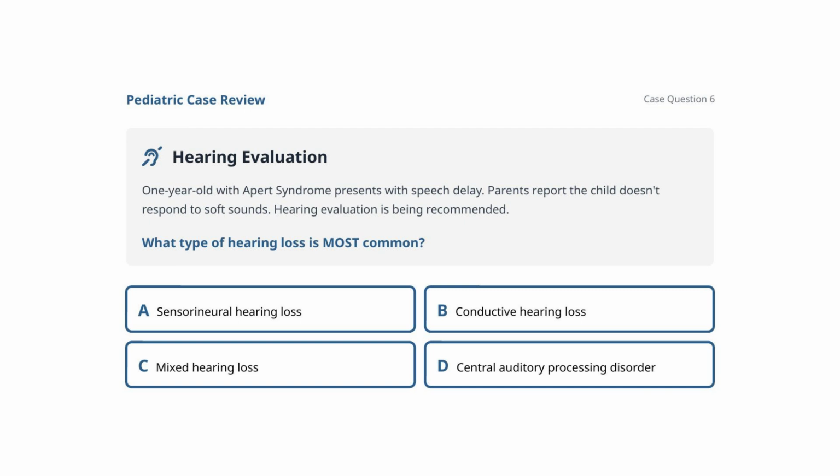A 1-year-old child with Apert syndrome presents with speech delay. Parents report the child doesn't respond to soft sounds. Hearing evaluation is being recommended. What type of hearing loss is most common in Apert syndrome?